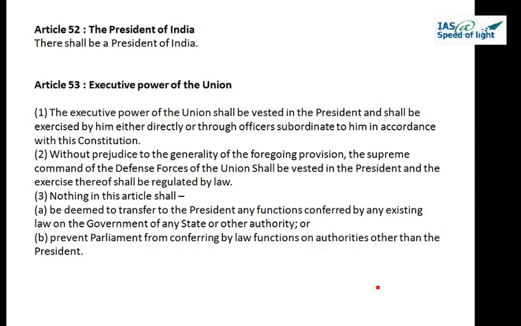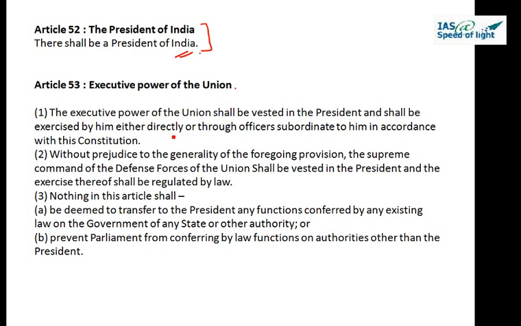So let's start with the first article of this chapter, which is article number 52, and it tells us about the President of India, that there shall be a President of India. So in the very first article under the executives of the Union, it tells us there has to be a President of India. Coming to article number 53, which talks about the executive power of the Union.